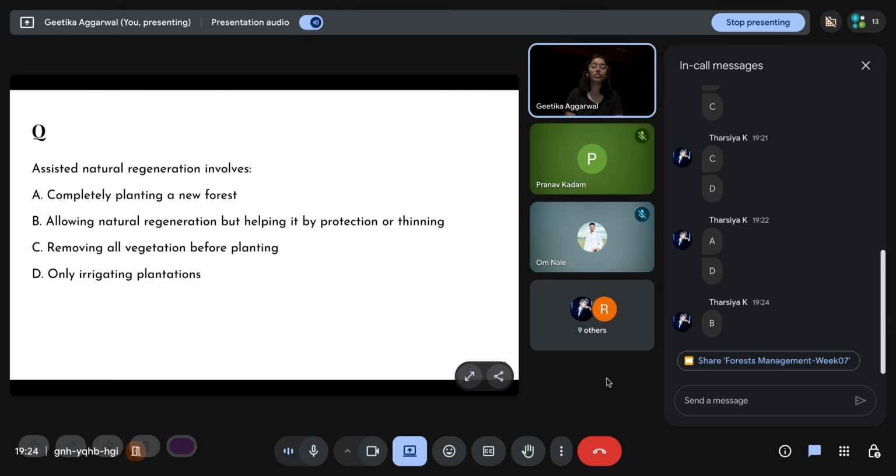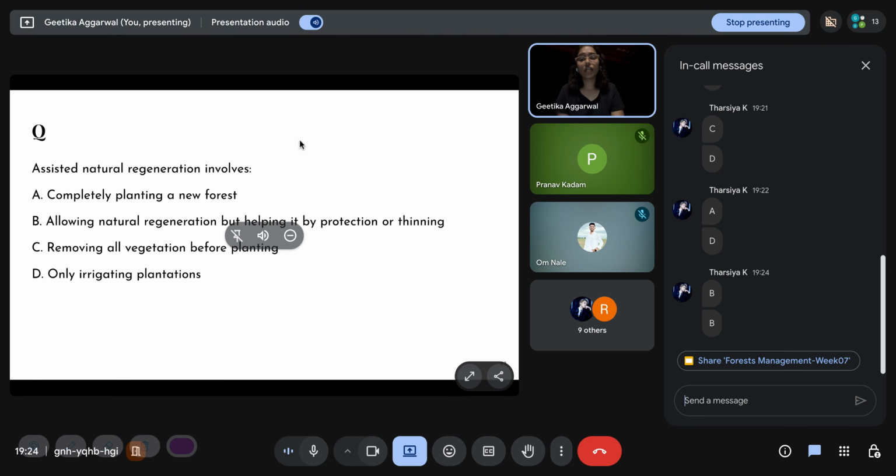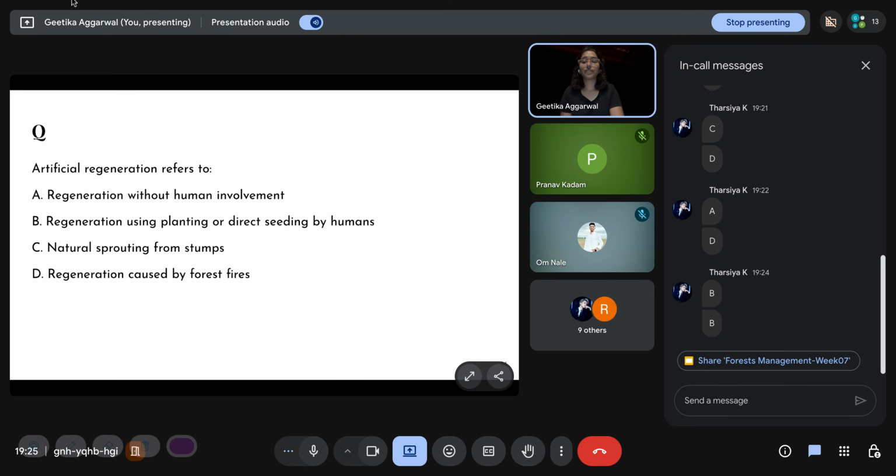Assisted natural regeneration involves completely planting a new forest, allowing natural regeneration but helping it by protection or thinning, removing all vegetation before planting, or only irrigating plantations. So, assisted natural regeneration involves what of these? Yes. So, it basically allows for natural regeneration, but it helps it by protection and thinning.